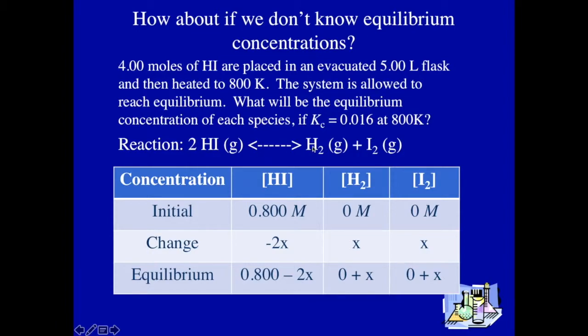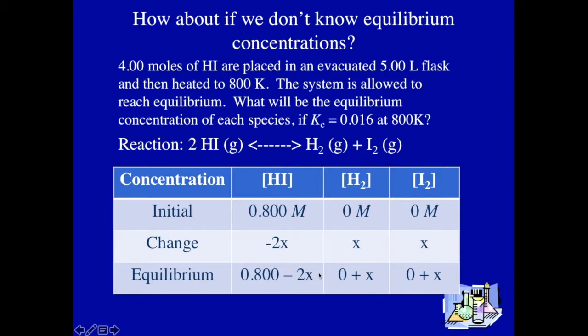Now looking at my equation here, for every 2 molecules of hydrogen iodide that decompose, I make 1 molecule of hydrogen and 1 molecule of iodine. Same thing with moles. 2 moles of hydrogen iodide decompose, I make 1 mole of hydrogen gas, I make 1 mole of iodine gas. So what is my overall change? My starting value minus whatever the decomposition is of hydrogen iodide.